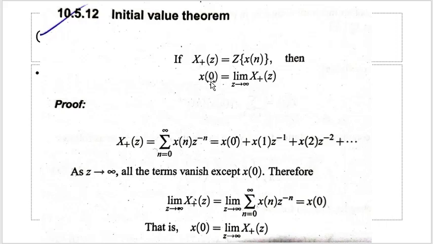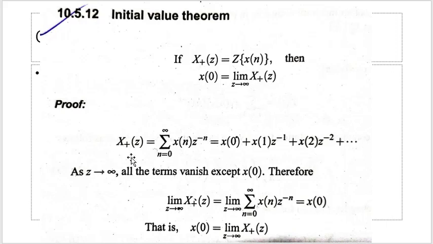Please understand in that manner. I hope it is clear to you now. x of 0 is the first value of x of n that could be possible, because it is x plus of z. Then limit z tends to infinite. If limit z tends to infinite is applied for this, that would be x of 0. Okay, so we will go into the proof, then you will understand it more clearly.